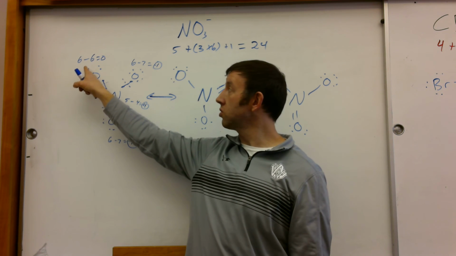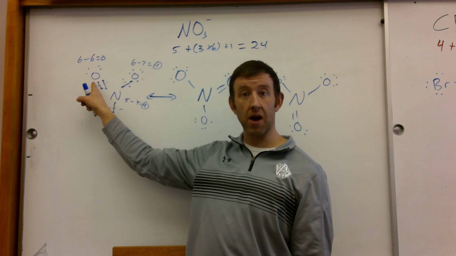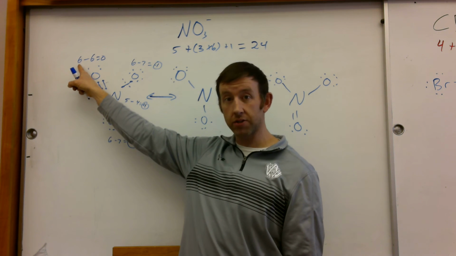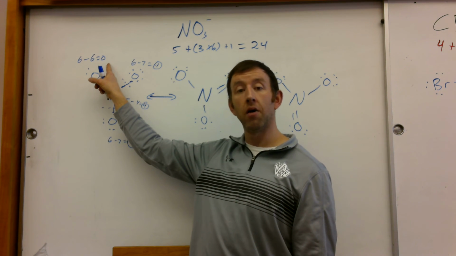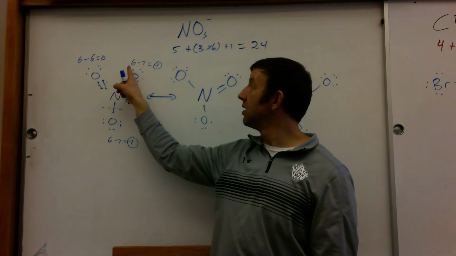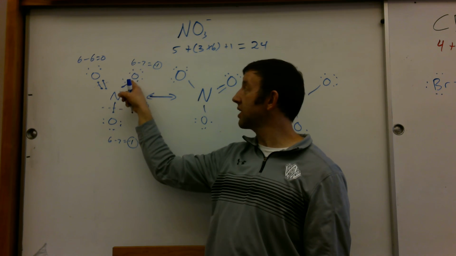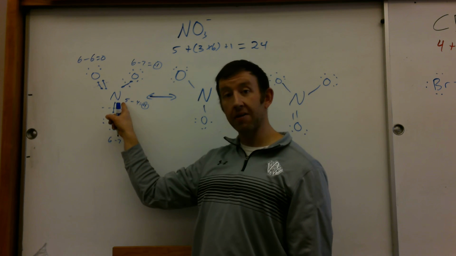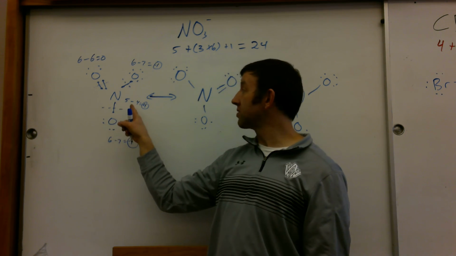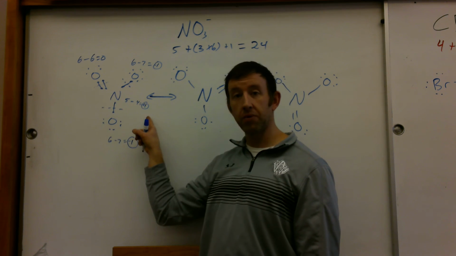So I've got 1, 2, 3, 4, 5, 6 that actually count for that oxygen. So that's the 6 valence electrons from the periodic table minus 6 formal electrons gives me a formal charge of 0 on that oxygen. There's 7 formal electrons here. 1, 2, 3, 4, 5, 6, 7. 6 minus 7, negative 1. Same thing there. And then 5 valence electrons for nitrogen minus 4 formal. 1, 2, 3, 4 gives me a plus 1.